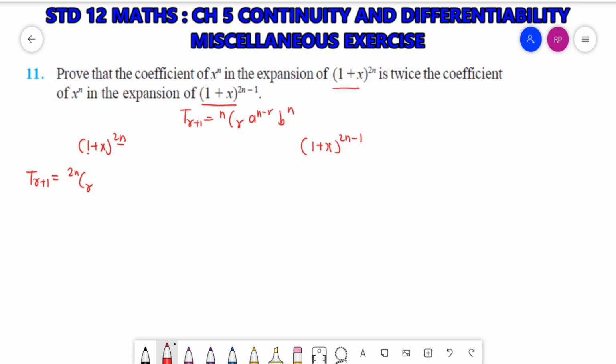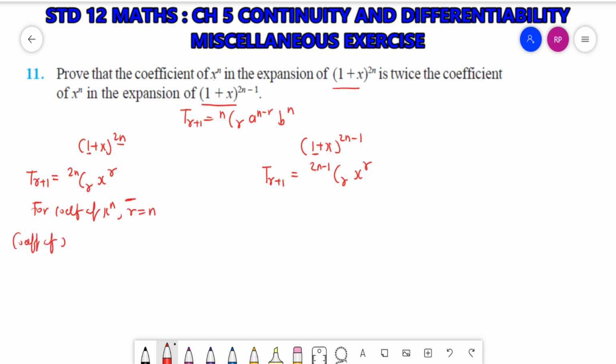Now T(r+1) for the general term, n is 2n: 2nCr, a^(n-r), so 1 raised to whatever the power will be 1, so I'm not writing it, x^r. And for the second, T(r+1) will be equal to (2n-1)Cr x^r, because 1 raised to (2n-1-r) will be 1 only. Clear? So now for the coefficient of x^n, r must be equal to n.